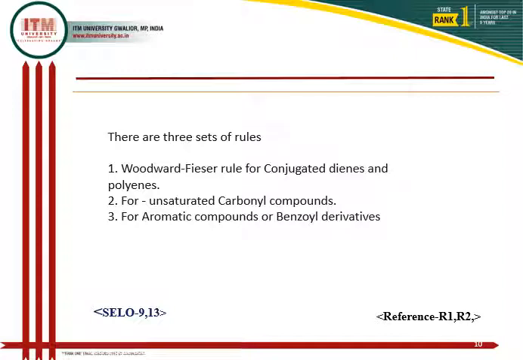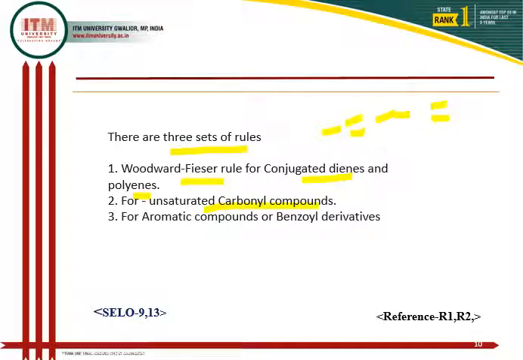So in the Woodward-Fieser rule, there are three sets of rules. The first is the Woodward-Fieser rule for conjugated dienes and polyenes. The conjugated dienes are compounds having double bonds in conjugation with single bonds, the alternate single to double, and that is called conjugation. Understood? Yes.